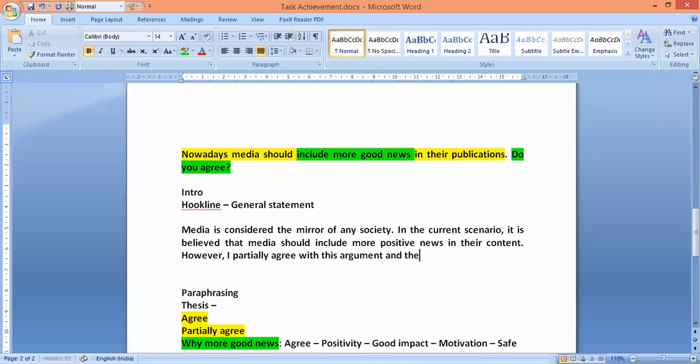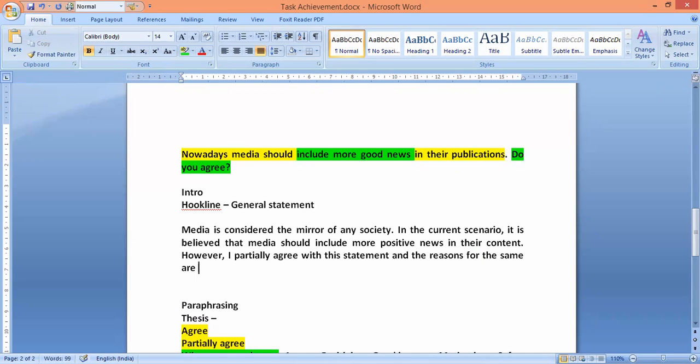And the reasons. Sorry to interrupt, sir. This is not an argument, right? So why should we use the word argument here? Argument means they are presenting an idea. But if you say statement, it doesn't make any difference. Argument doesn't mean a fight. Argument is only an idea basically. For the same reasons are presented. See, this is the introduction.